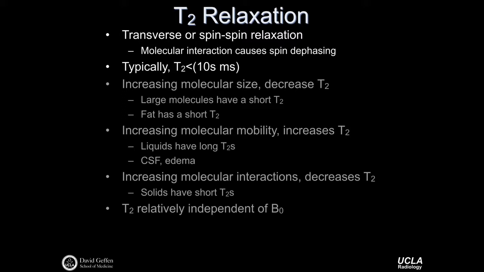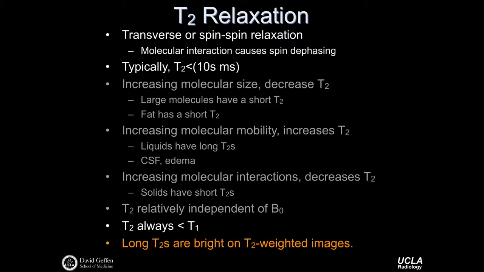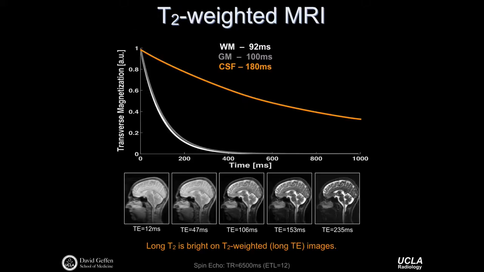T2 is actually relatively independent of B0, and that's in distinction to T1, which had a B0 dependence, a field strength dependence. And remember that T2 is always less than T1. So when we're looking at T1 and T2 relaxation properties, T2 is always less than T1. And lastly, especially for diagnostic imaging, it's important to remember that long T2s are bright on a T2 weighted image. And you should see why when we look at some relaxation.